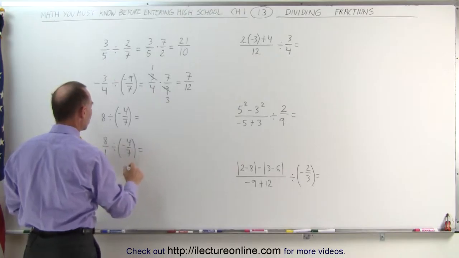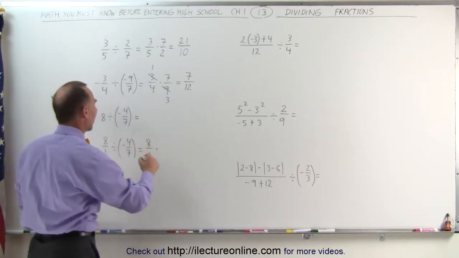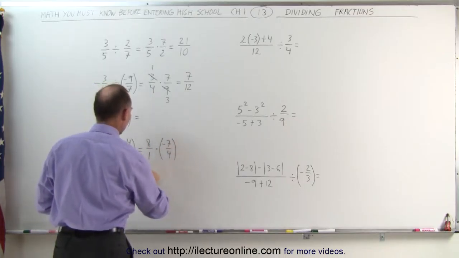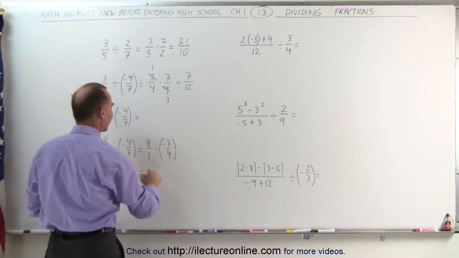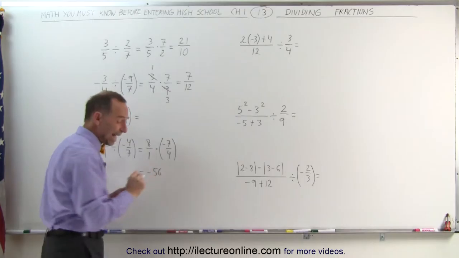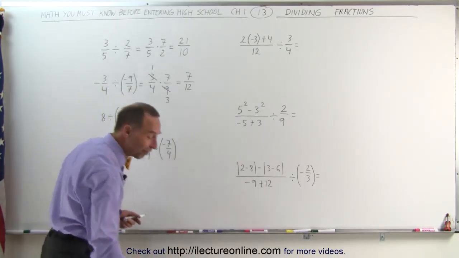Now this is equal to 8 divided by 1 multiplied times the inverse of that, which would be a negative 7 over 4. Now we can simply write this as 8 times a negative 7, or a minus 56, divided by 1 times 4. Actually, now that I think about it, I should have noticed that I can simplify before I multiply.